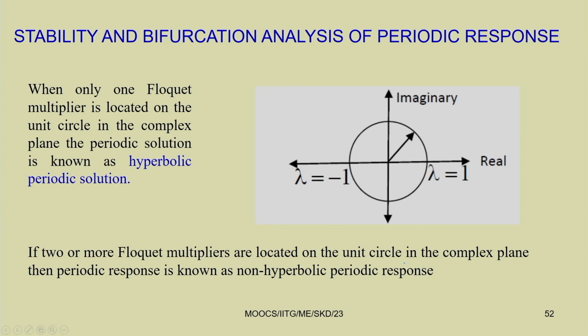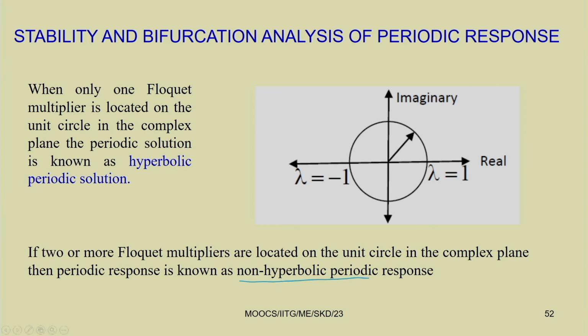If one of the multipliers is located on the unit circle, then it is called a hyperbolic periodic solution. So, if two or more Floquet multipliers are located on the unit circle in the complex plane, then the periodic response is known as non-hyperbolic. So, this is known as non-hyperbolic periodic response.